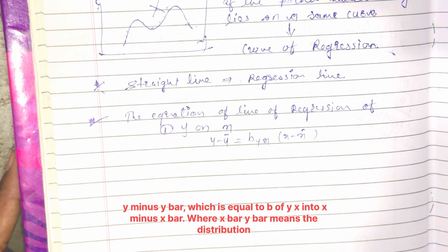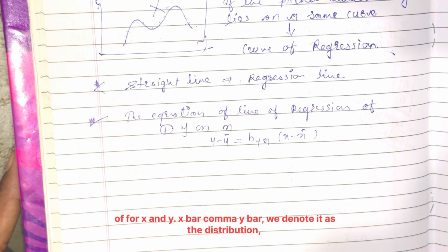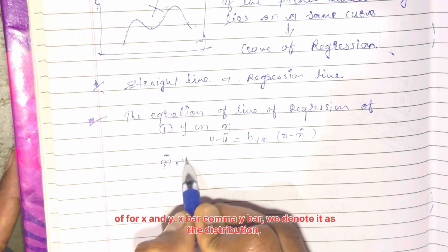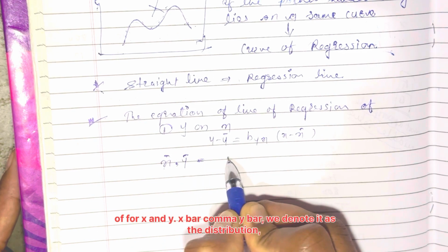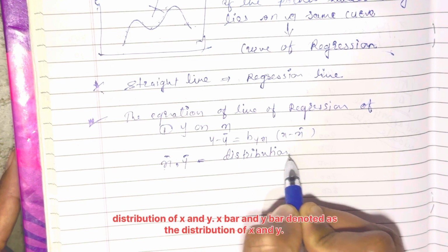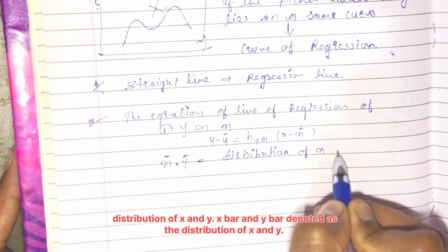Here x bar and y bar denote the means of the distributions of x and y.